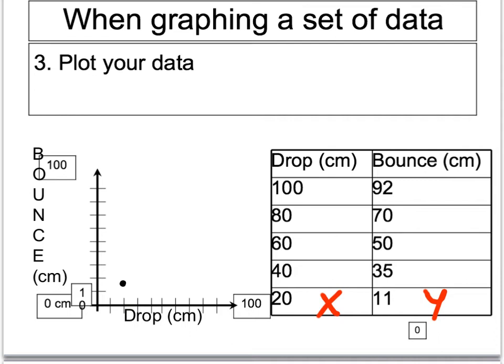Alright, I did clean up the graph a little bit just so I didn't have dots all over. So I've got my 20, 11 point plotted. Not necessarily perfect, but, you know, hard to draw on an iPad. Next I'm going to go for 40, 35. So I'm going to find 40 on the x-axis. 10, 20, 30, 40, okay. And then about 35 on the y-axis. 10, 20, 35. 40, 35 should be somewhere around here.